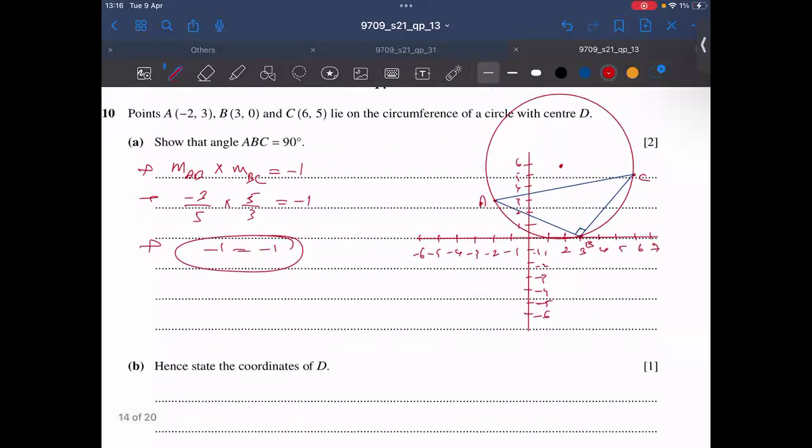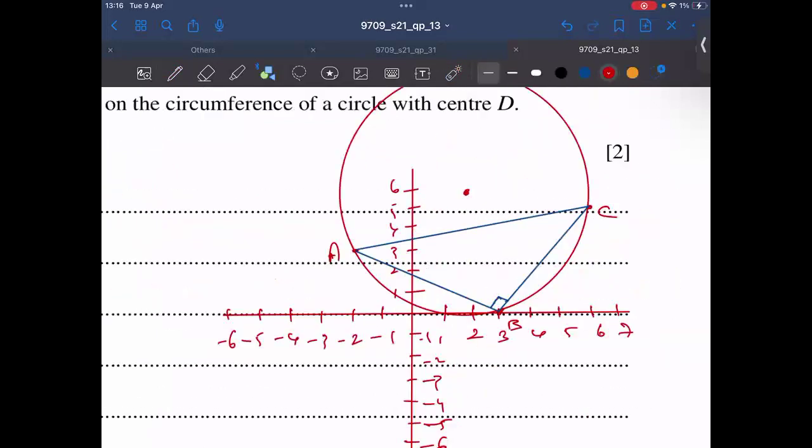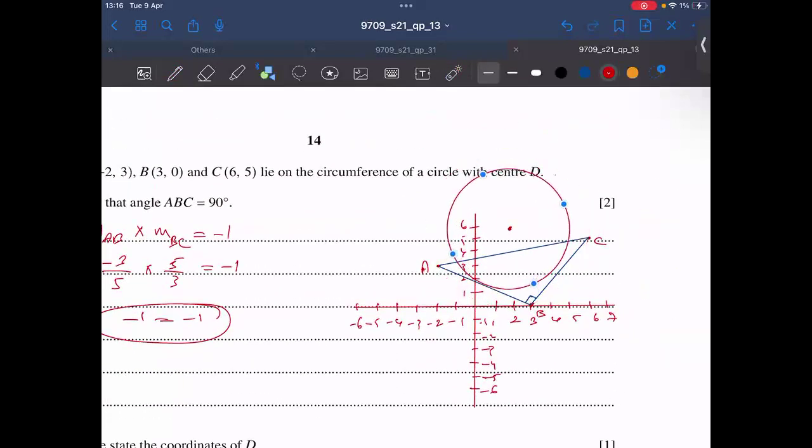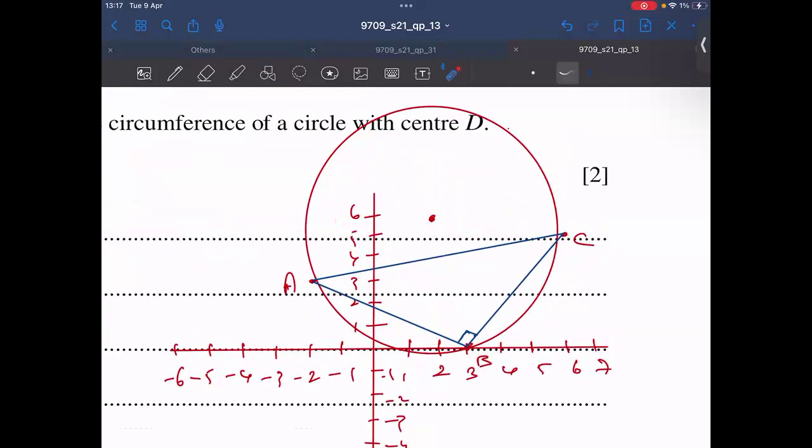And state the coordinates of D. So for this angle at B to be 90 degrees, AC must be the diameter. AC must be the diameter.